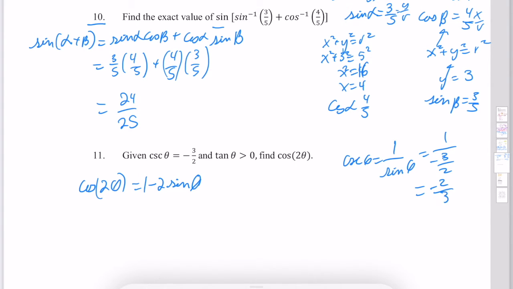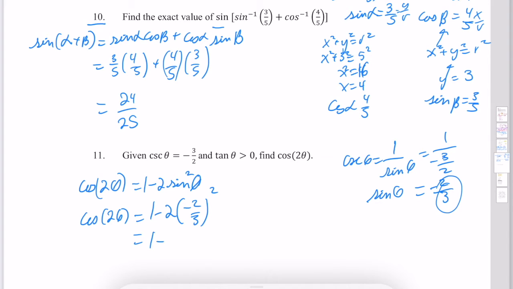Now I'm just going to substitute in, because sine of theta is -2/3. So cosine of 2 theta equals 1 minus 2 times -2/3 squared. That's 1 minus 2 times 4/9, which is 1 minus 8/9, which should just give me 1/9.